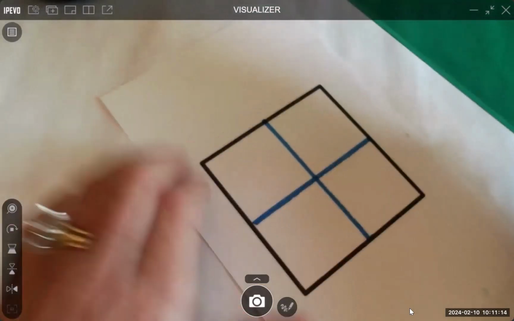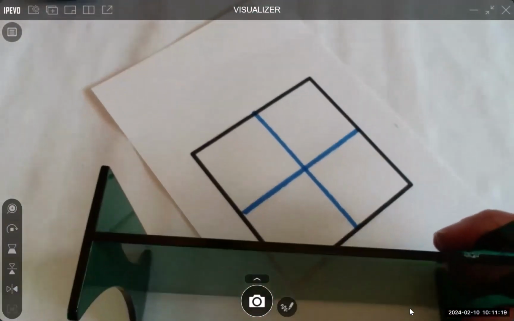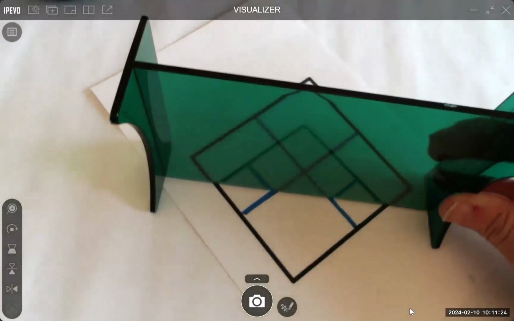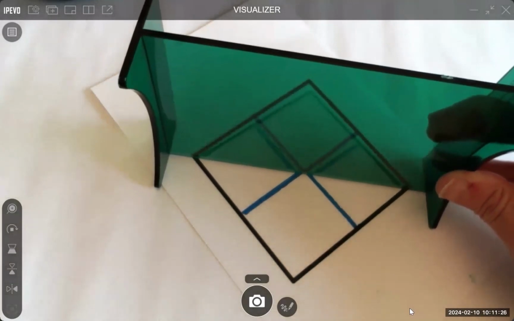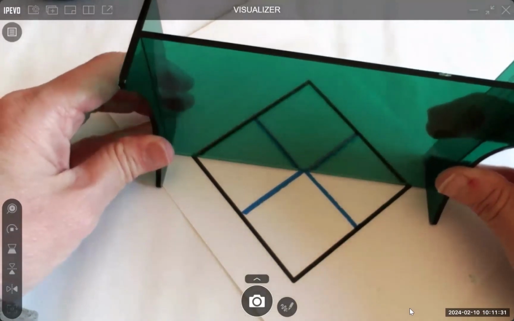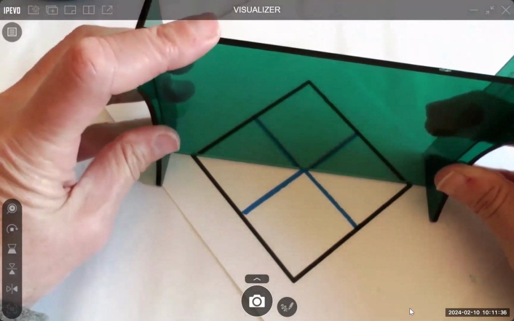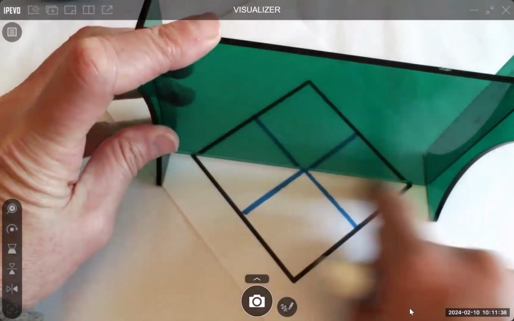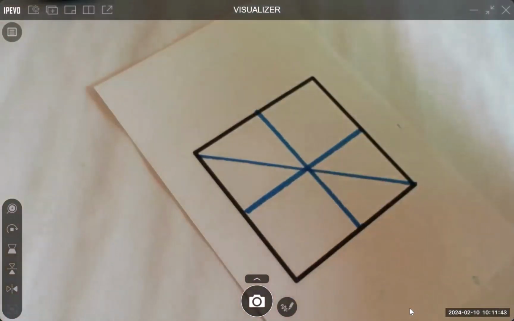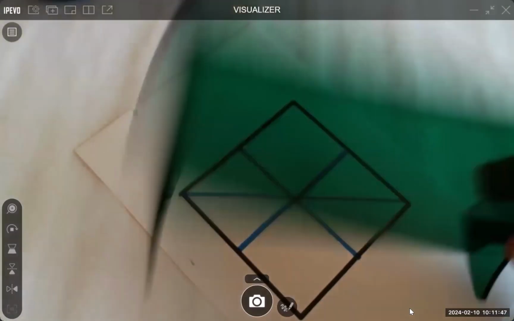Well, let's check the diagonal. We will start here and again slide the Geo-Mirror along. You can see the reflected image growing and getting bigger. And as I reach, and there it is perfectly aligned. So there is a diagonal line of symmetry here.